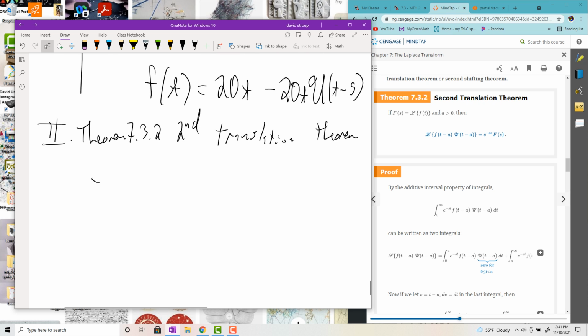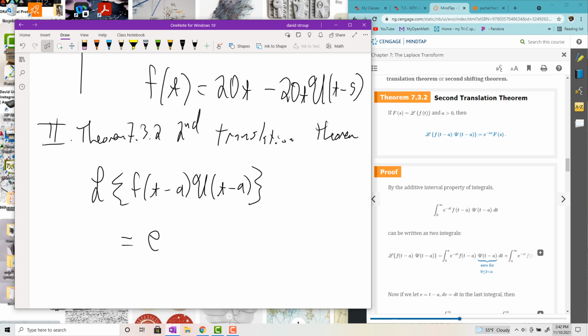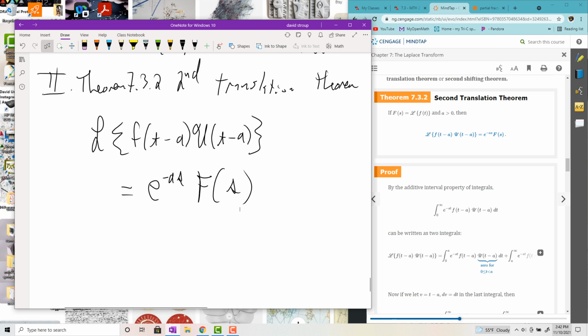Basically it just says that if your function is shifted over nicely in the same way as this step function, you can figure out the transform by getting rid of the u of t minus a part, replacing it on the outside with an e to the negative as. Okay, and then you're just thinking of F of s. The trouble with this formula is that oftentimes this f of t minus a will not be in that form. It's rarely going to be in that form.